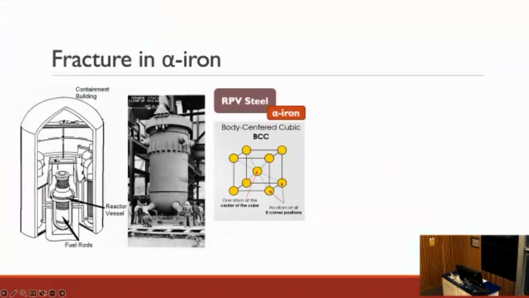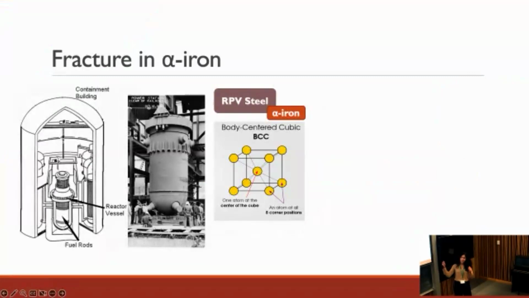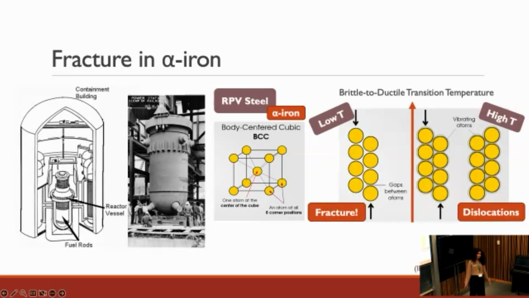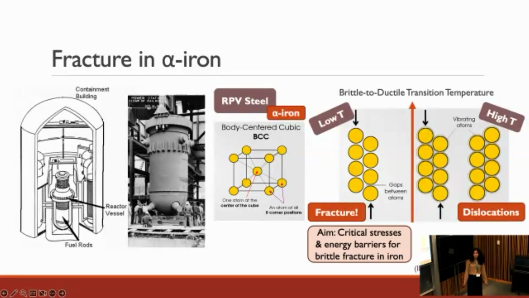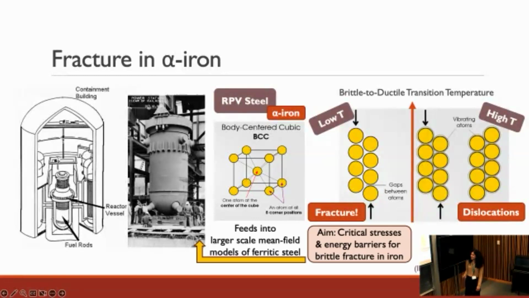A bit of context: my PhD was funded by a European project that focused on predicting long-term damage in reactor pressure vessel steel, which is a low concentration alloy of alpha iron that has a body-centered cubic structure. BCC metals have a brittle to ductile transition temperature. At low temperatures, below that transition temperature, you can see brittle fracture if you apply loads on pre-existing cracks. Everything I'll be talking about is in the brittle regime, and the aim is to use atomistic modeling to predict critical stresses and energy barriers for propagation that can hopefully feed into larger scale models of ferritic steel.